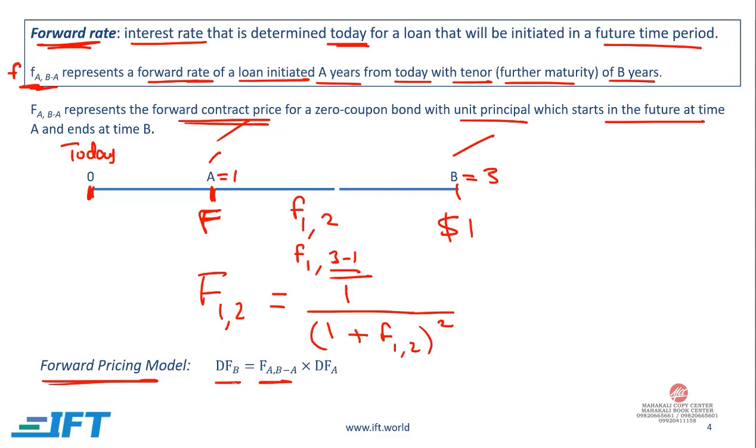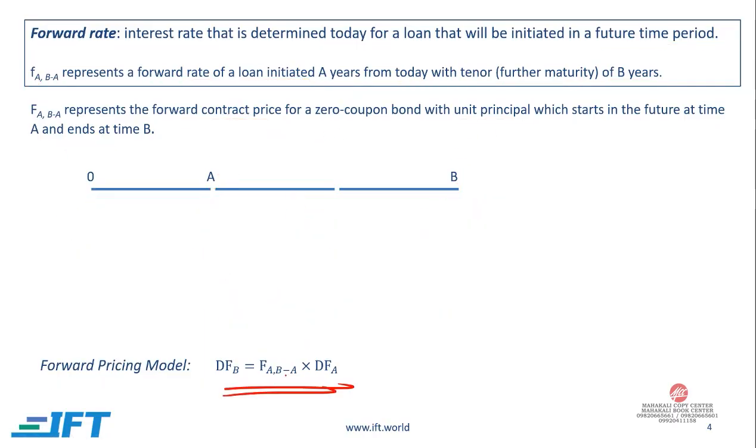So the discount factor for B, DFB, remember, would be the present value of $1 that is received over here. So the present value of this $1 over here would be DFB. And if B is 3 years, then this is DF3. So DFB is equal to the forward price multiplied by DFA. DFA is the discount factor for this period. Now I'm going to give you the justification for this formula.